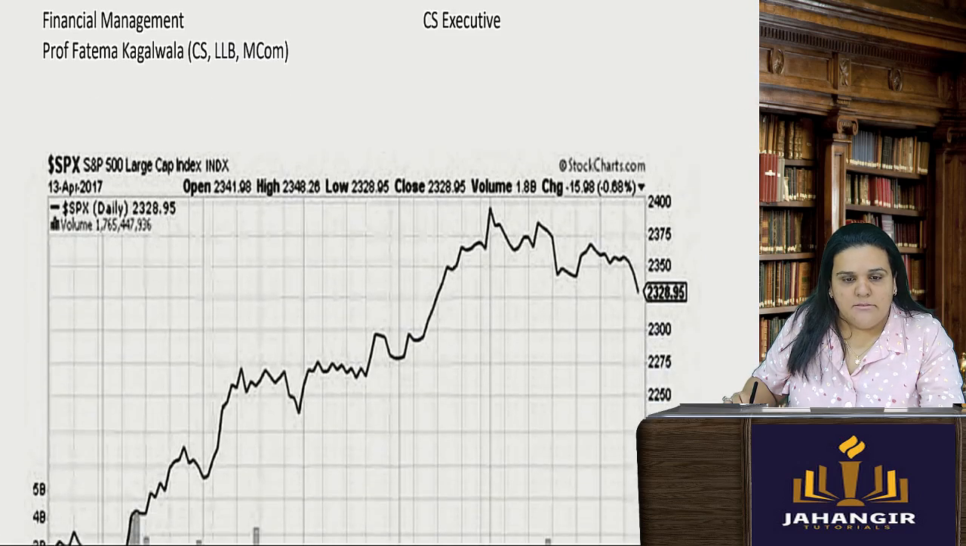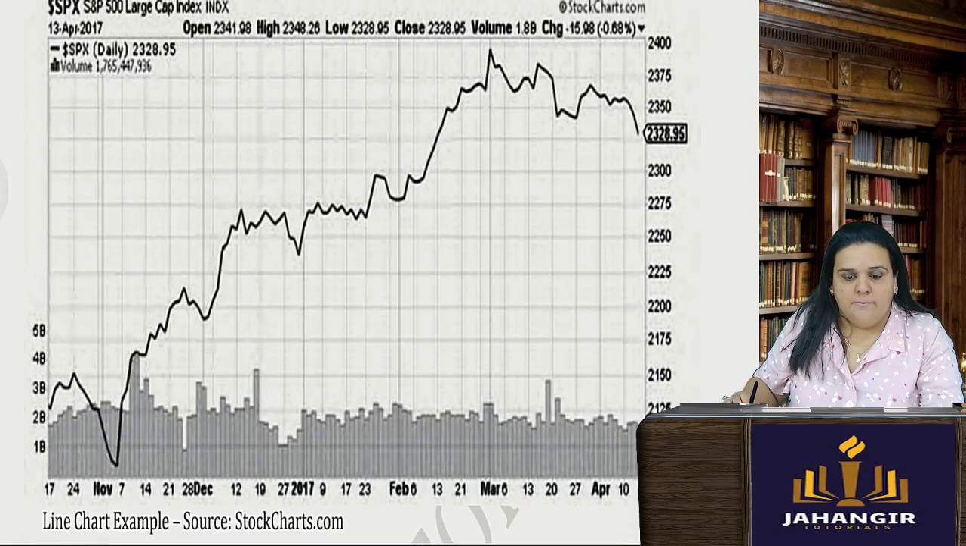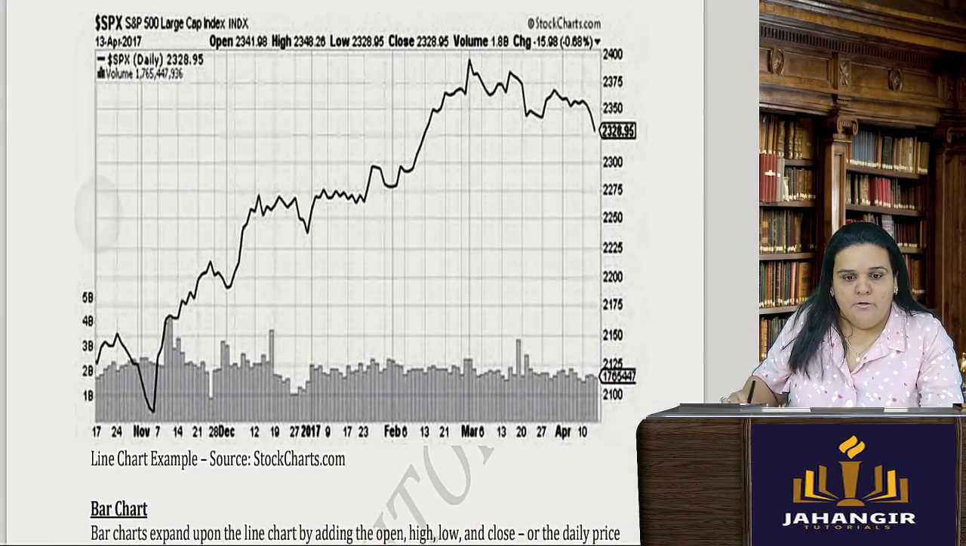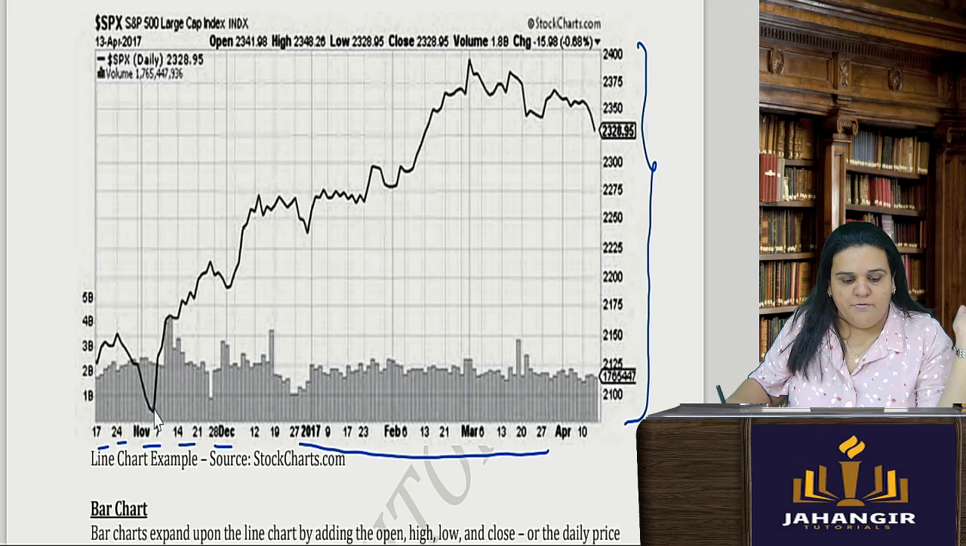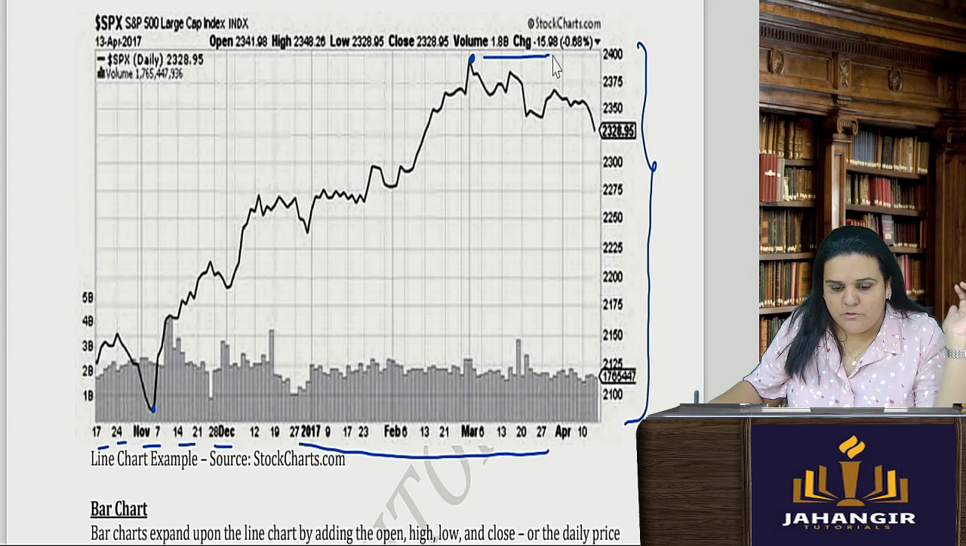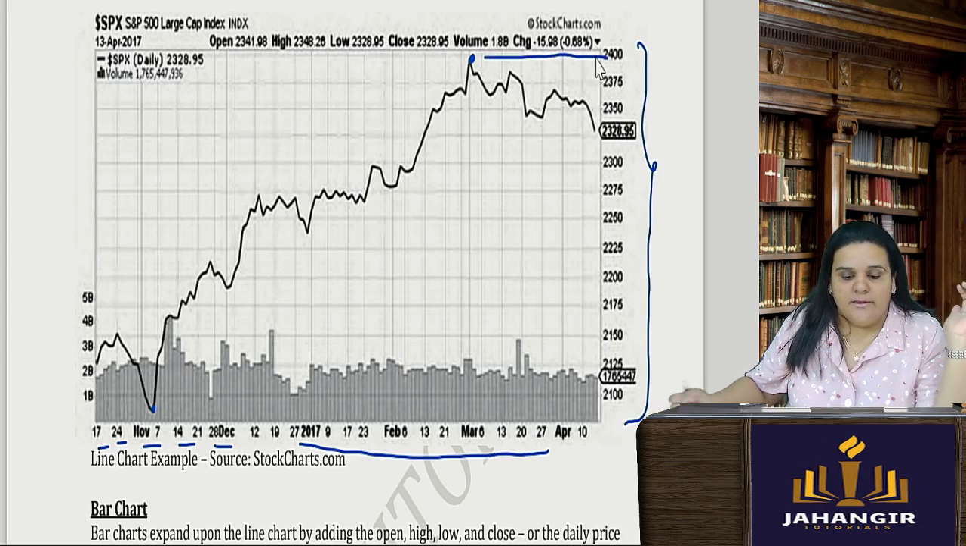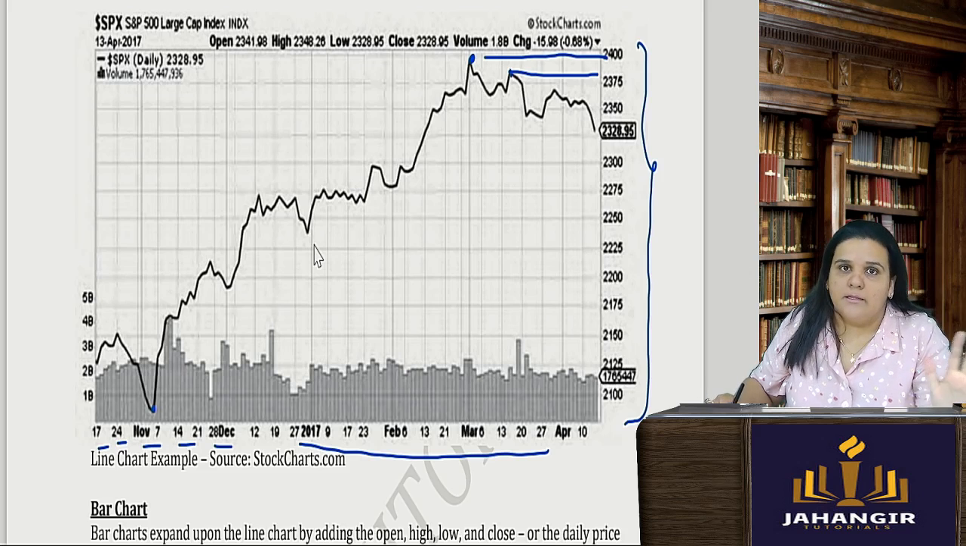Now, what is a line chart? This is your line chart, wherein the date is given on the x-axis, and your price is here. With the help of the line points, you know that on 7th of November, if you see, it was really down. On 6th of March, if you see, it was at its peak. It had touched something like 2400. So with the help of the points, you can analyze the price on that particular date or day. That is the line graph.